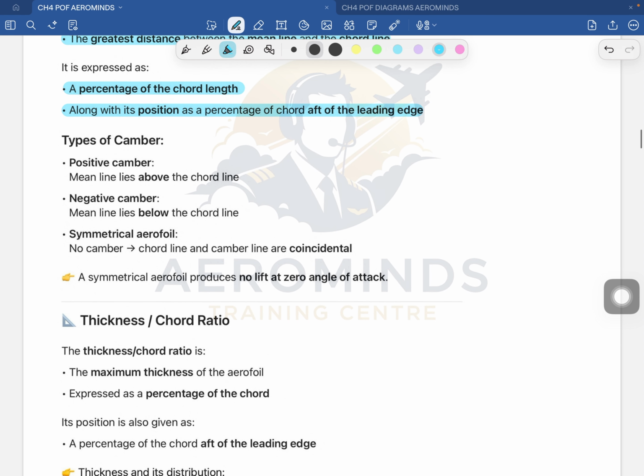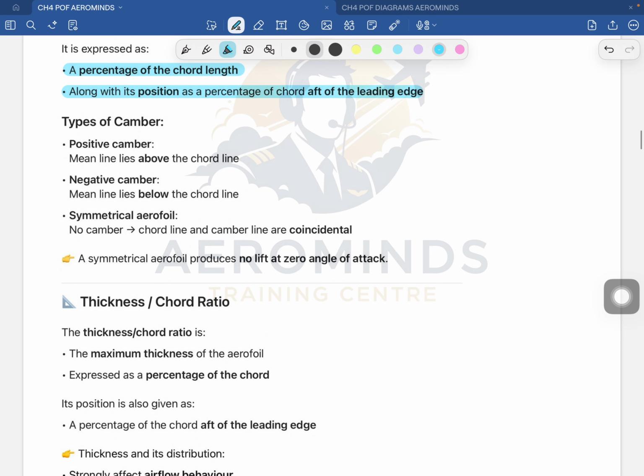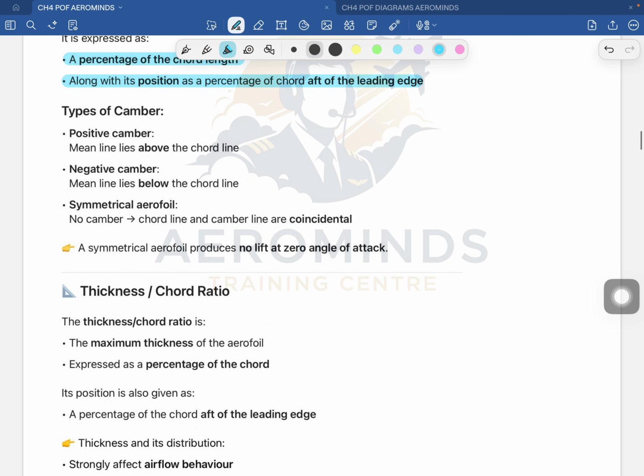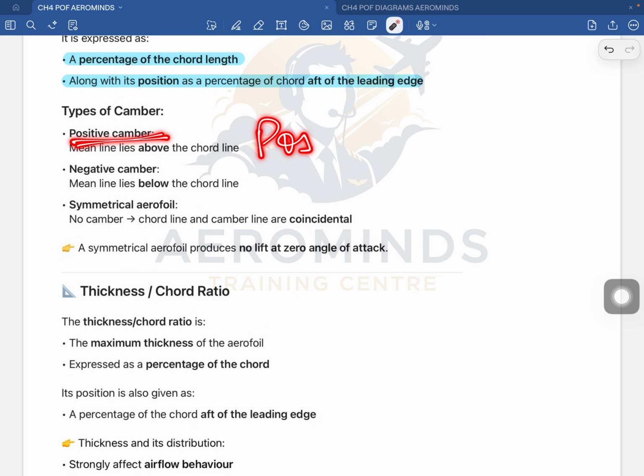Now we'll talk about the types of camber. First is positive camber. In positive camber, the mean line, which is the camber line, stays above the chord line. This is the most common type of camber which is used in aircraft wings. Positive camber helps produce lift. If anyone asks what is the significance of positive camber, it can produce lift even at negative angles of attack or very small angles of attack.